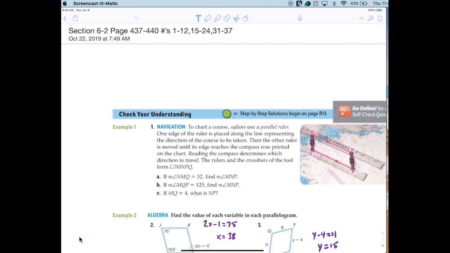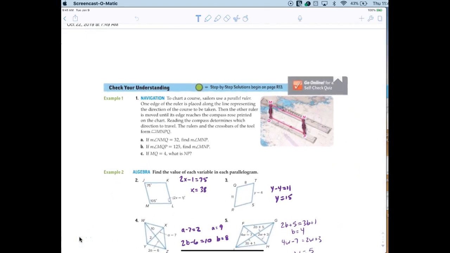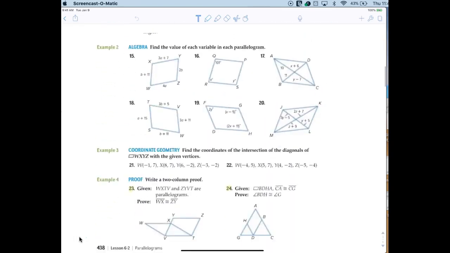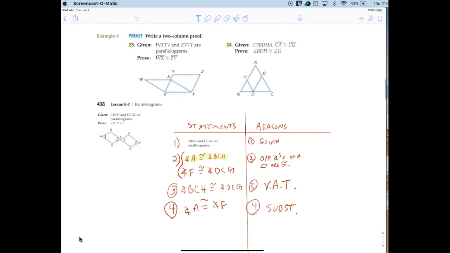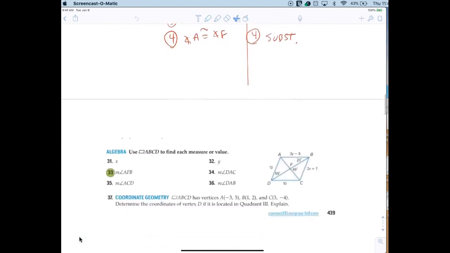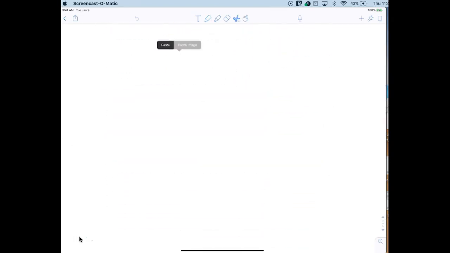So, here we go. Anybody really have any questions from yesterday? Charlotte, what? I have a question on 24. Let's see what's going on. This guy right here, 24? Yeah, 24. All right, let me see if I can pull it down. All right, let's see what the problem is here.